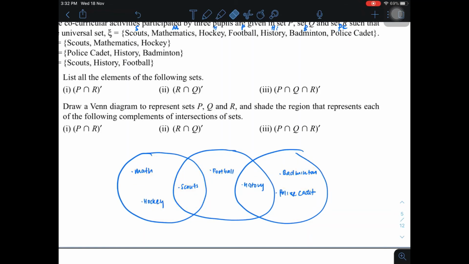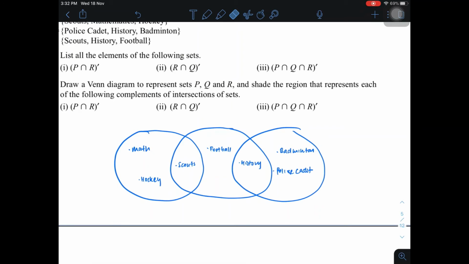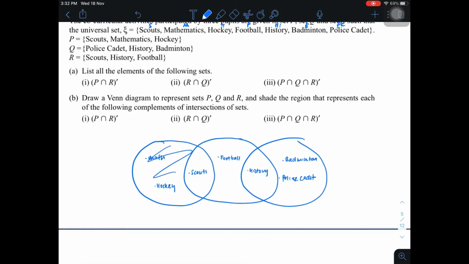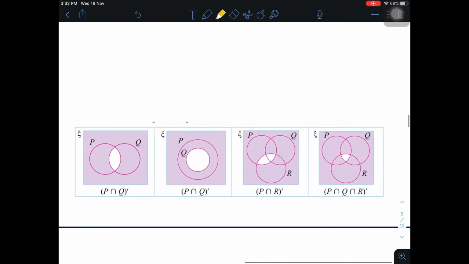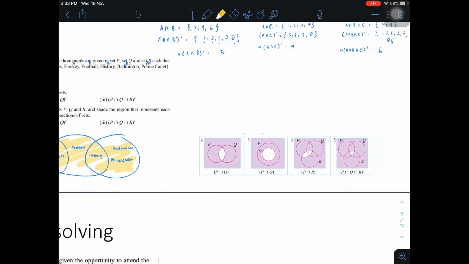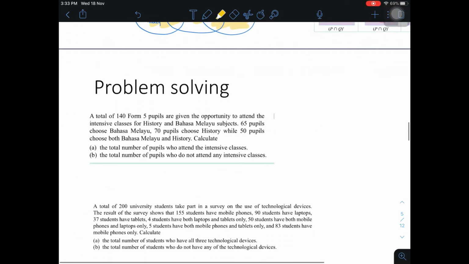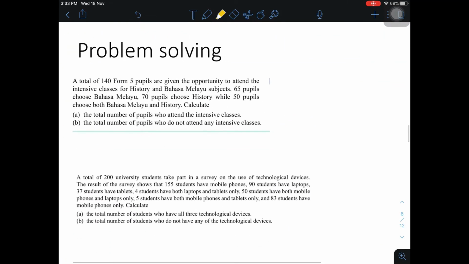And question 3, we understand that there is no intersection between P, Q, and R, right? So basically, your complements would be the whole entire thing, right? Okay. And this would be an illustration to show you what's the difference between P intersect R, which I showed you on the previous slide, and this, which is the complements of the intersection. So we do some real problem-solving questions then.